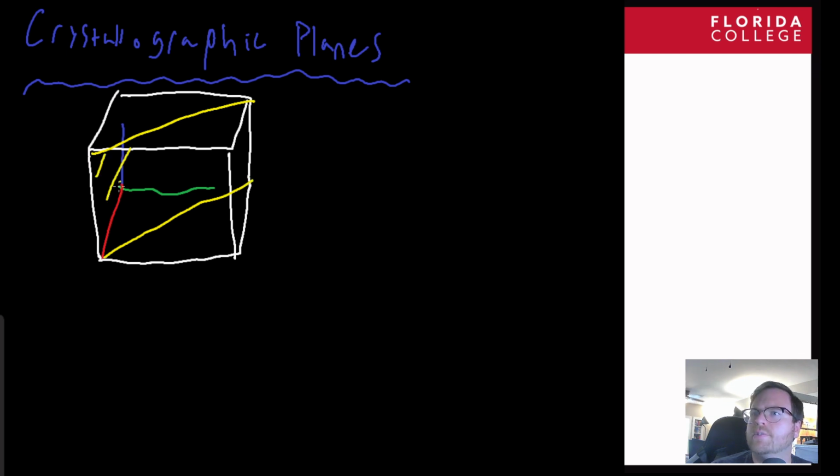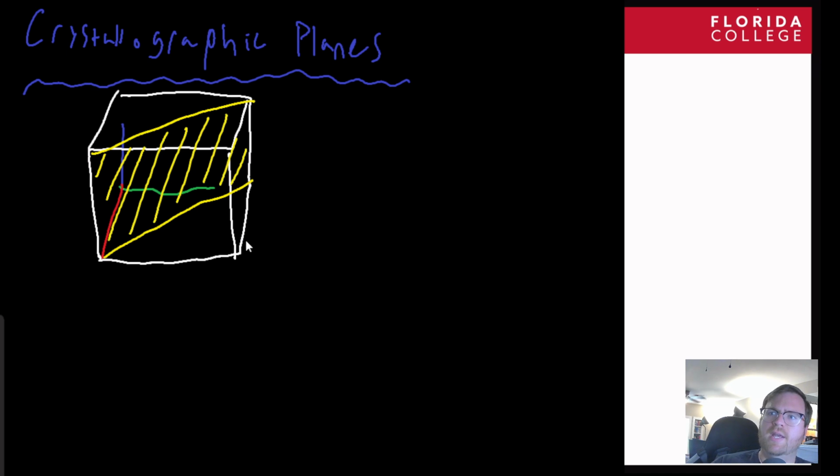Okay, now I'm going to draw some shading so that we can see what the plane looks like. So now we actually have a two-dimensional plane. This actually extends beyond our unit cell. It extends throughout the entire crystal lattice. But within just this unit cell, we can see what area it covers inside the unit cell, so we typically keep it refined to that.